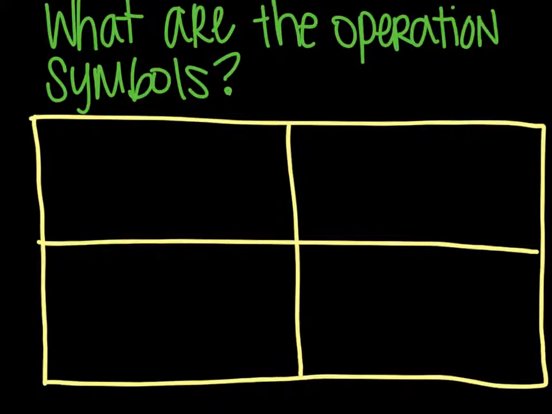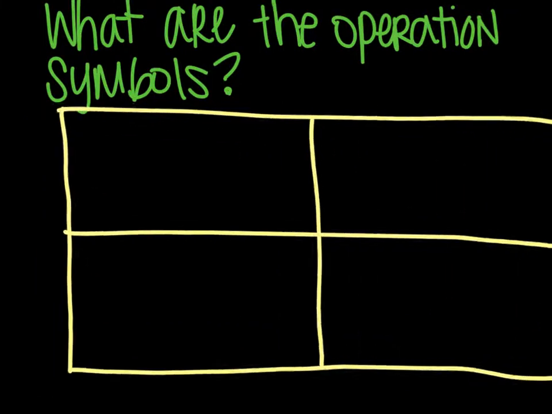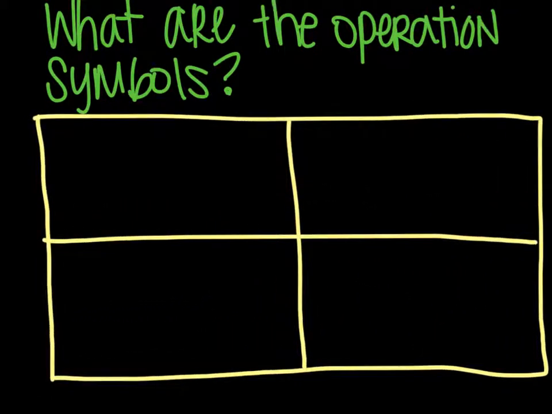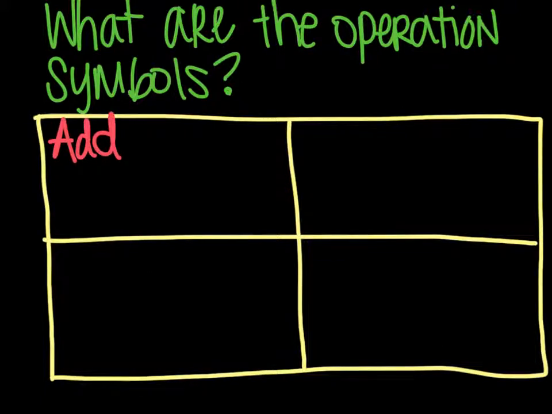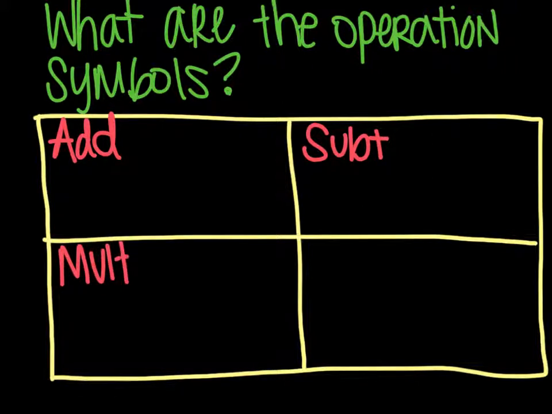The first question is, what are the operation symbols? So that's going on the left-hand side. And then on the right-hand side, you're going to draw this lovely box. You'll want to make it a decent size, so it doesn't have to be overly large. And then we're going to type in here the 4 math operations that we have, which happen to be adding, and you can abbreviate, subtracting, multiplying, and dividing. And we're just going to talk about what those symbols are.